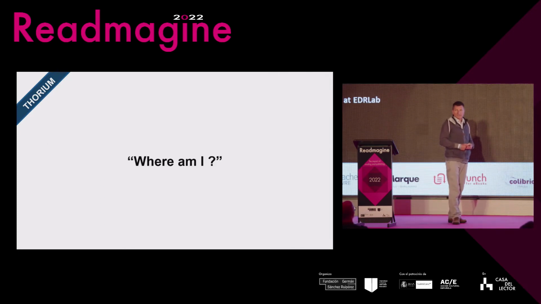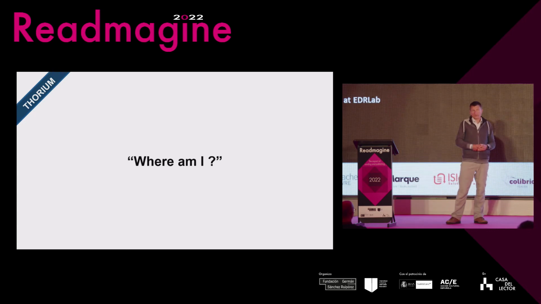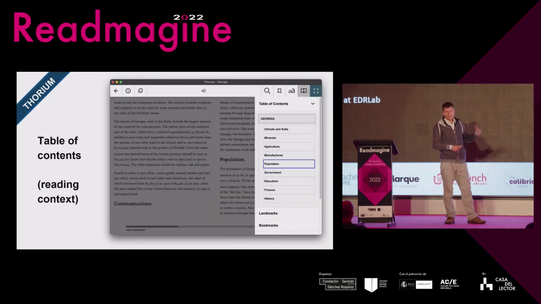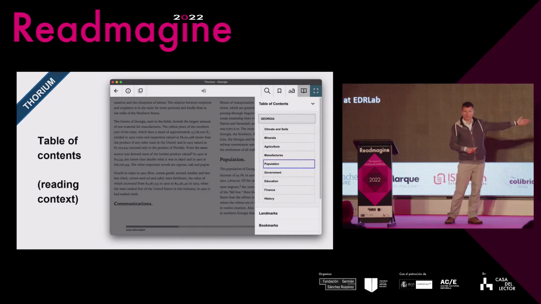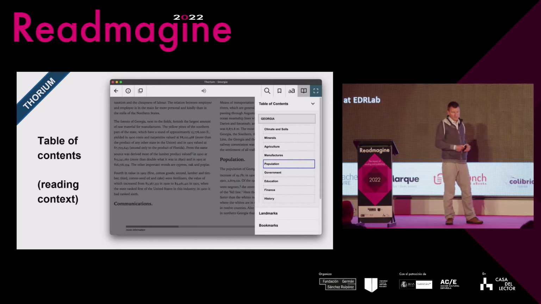In this latest version of Thorium, we introduced a new feature called Where Am I? When I read a book, it's really important at times that I know what the reading context is that I'm in. And it usually starts with, relative to the table of contents, where am I? What is my nearest heading in the document? So in Thorium, there is a sequence of keys, a keyboard shortcut that takes you right there.